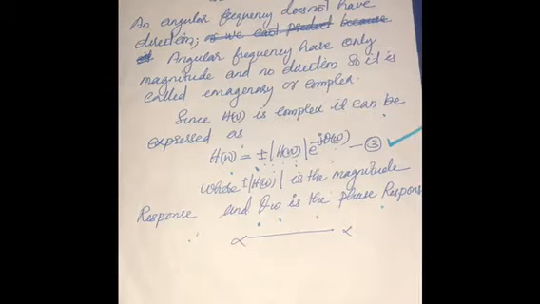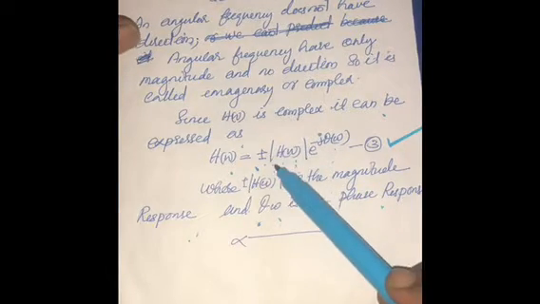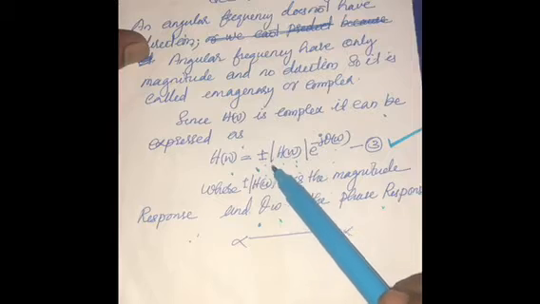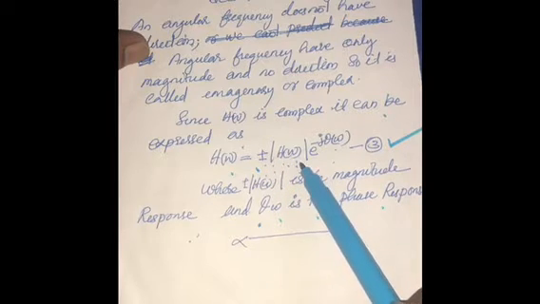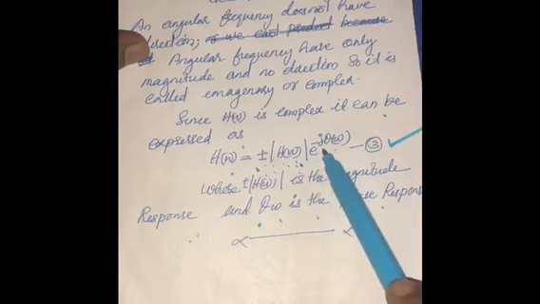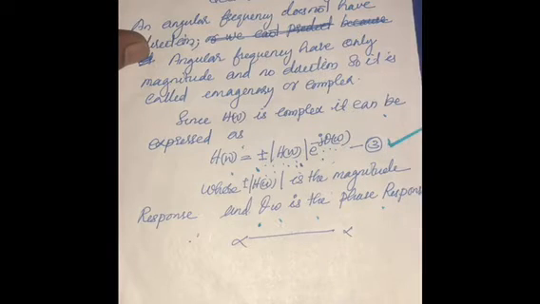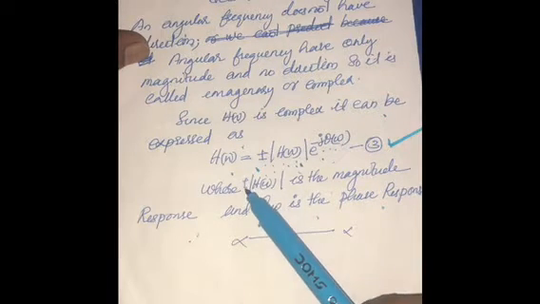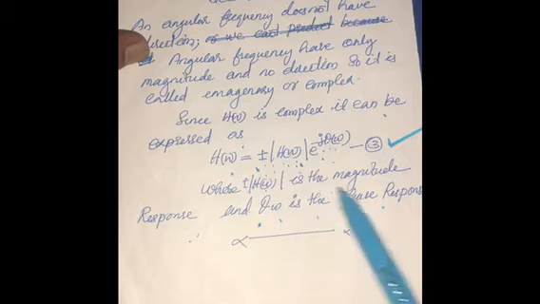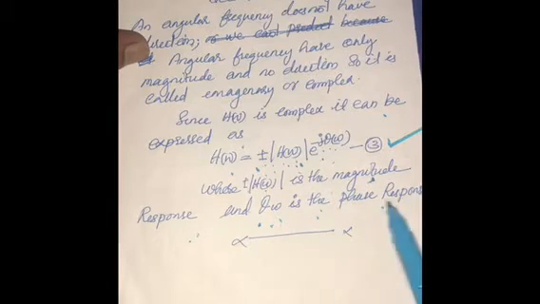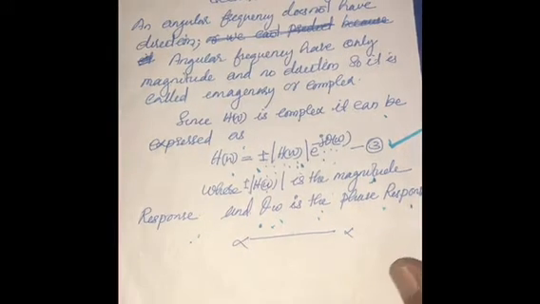Since H of omega is complex, it can be expressed as H of omega is equal to plus or minus modulus of H of omega into e raised to minus j theta of omega. That is equation number 3, where the modulus of H of omega is the magnitude response and theta of omega is the phase response.